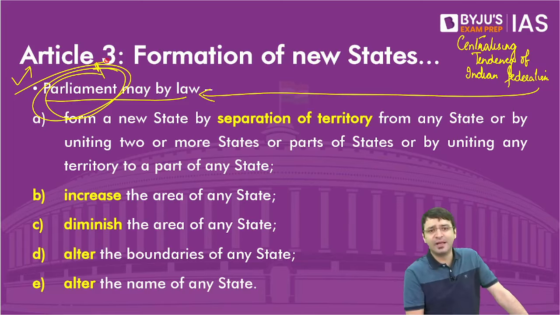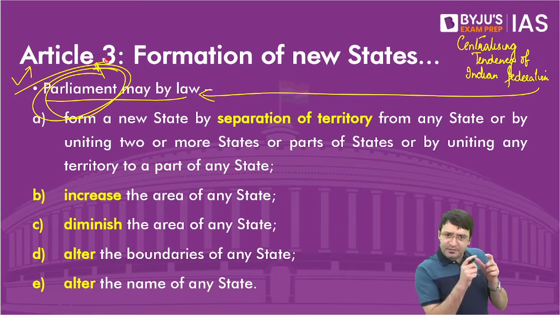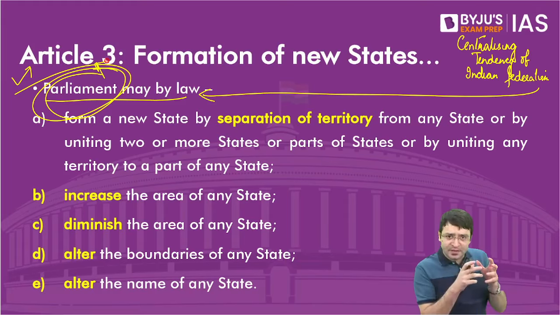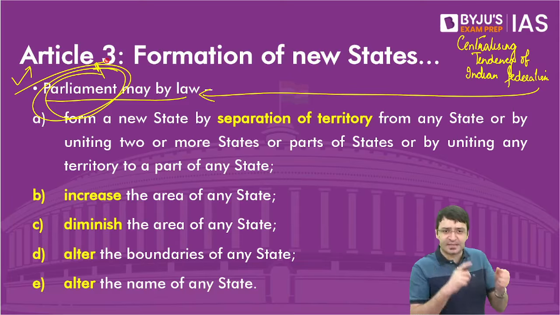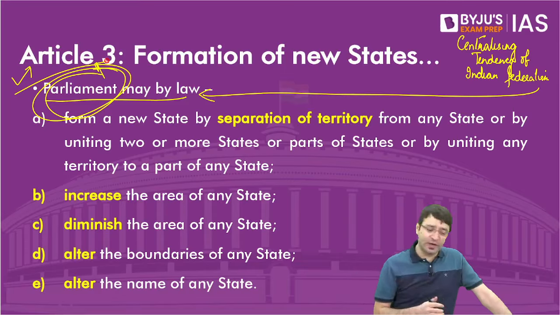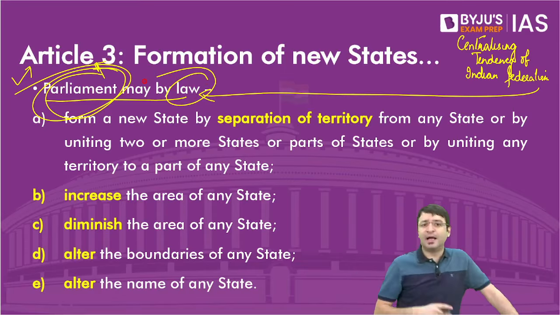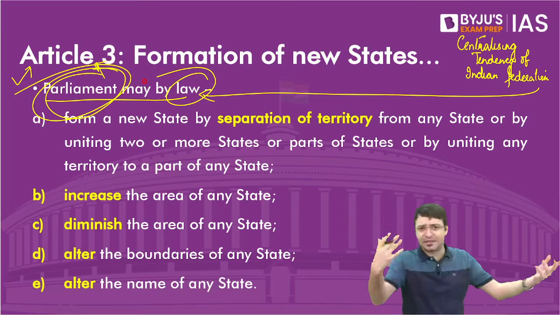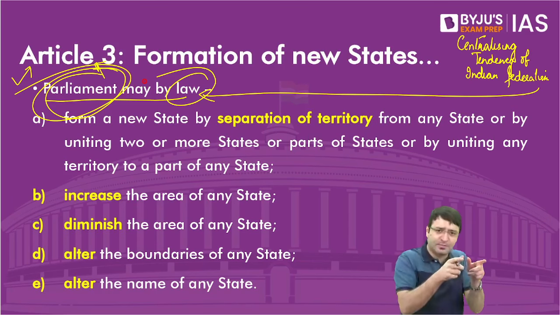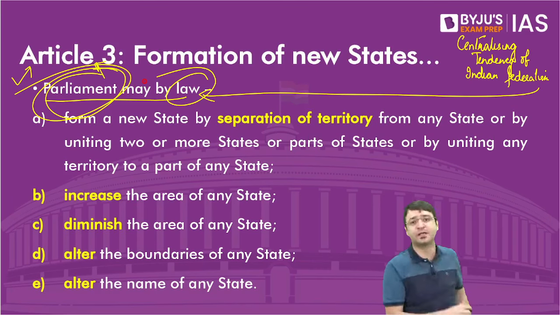What is Article 3? A centralizing tendency of Indian federalism. A feature of Indian federalism which makes the center very strong, very powerful as against the state. Parliament, which is the central legislature, can pass a law. And through this law, it can bifurcate, trifurcate, merge states, increase the area, decrease the area, alter the boundaries, change the name of a state as well.